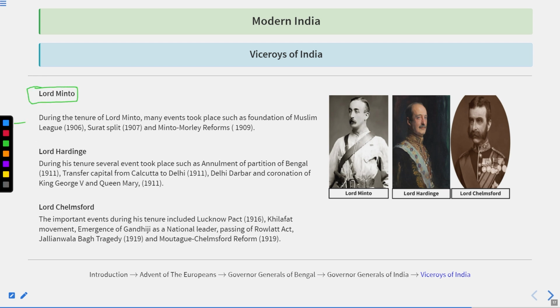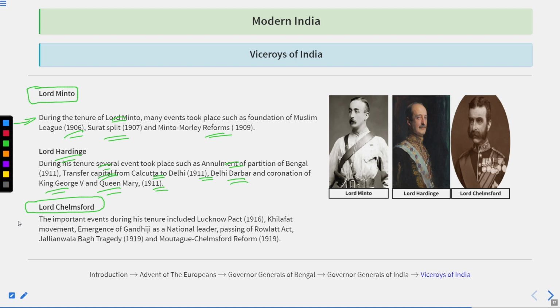Thereafter, Lord Minto. During the tenure of Lord Minto, many events took place such as the foundation of the Muslim League 1906, Surat Split 1907, and Morley-Minto Reforms 1909. Lord Hardinge. During his tenure, several events took place such as annulment of the partition of Bengal 1911, transfer of the capital from Kolkata to Delhi 1911, Delhi Darbar and coronation of King George V and Queen Mary in 1911.